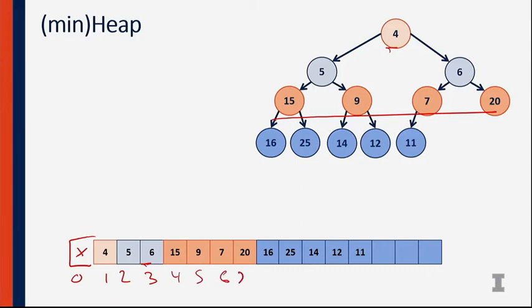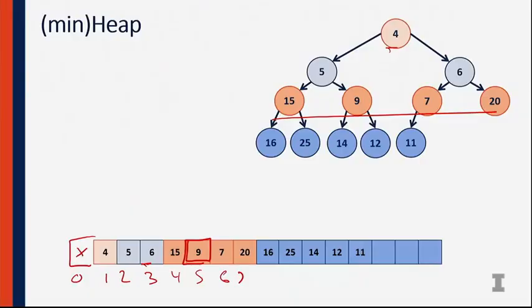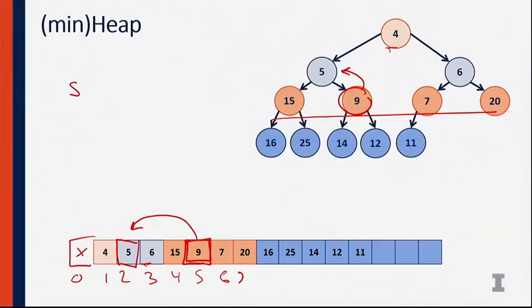So given any random node, let's look at this node 9. It has an index of 5. If we know the node's index, let's look at where its parent is. The parent of the element 9 is going to be the value 5. The value 5 is here at index 2. How do we get from 5 to 2? Well, that looks like integer division. 5 divided by 2 using integer division is 2.